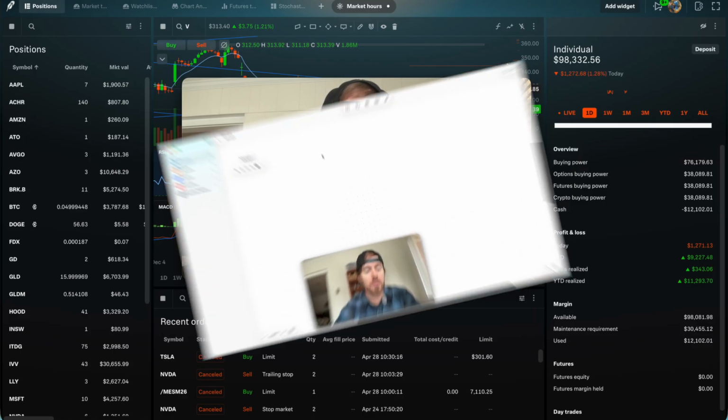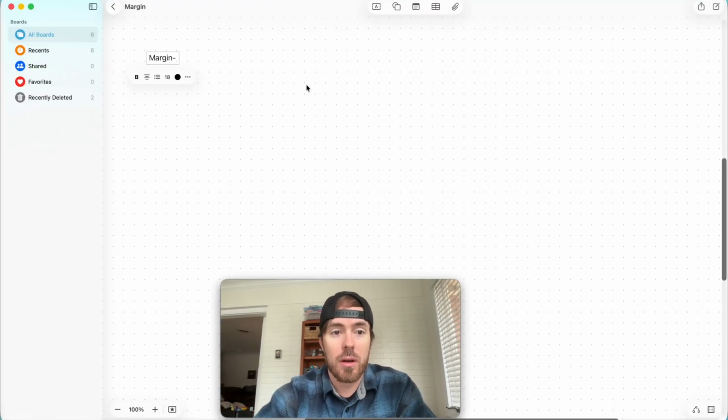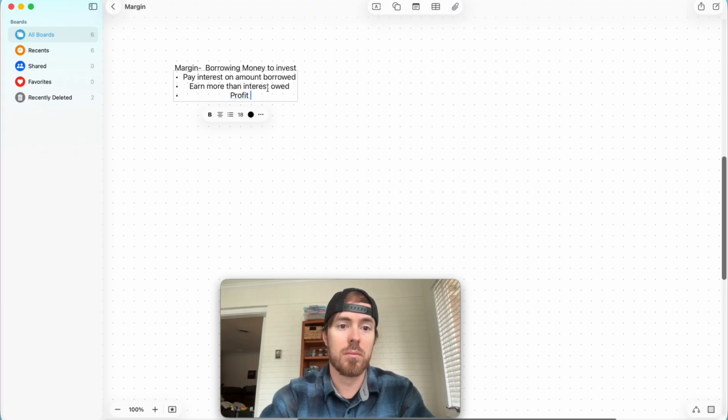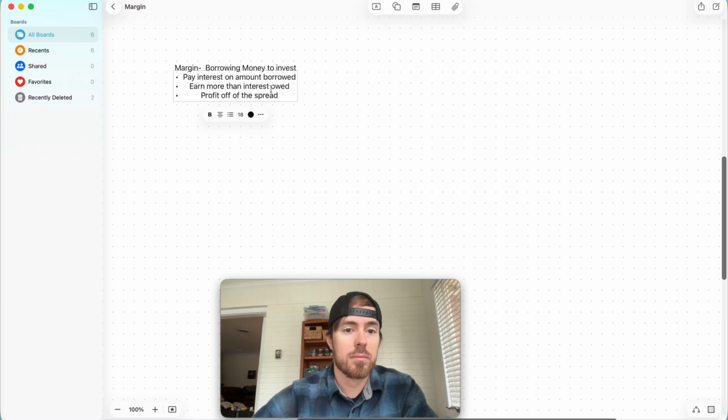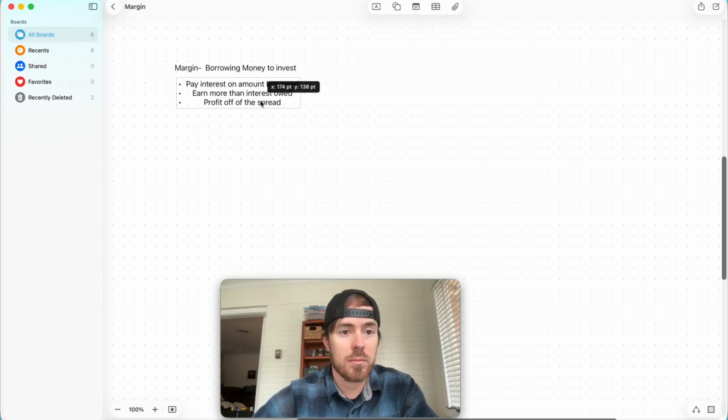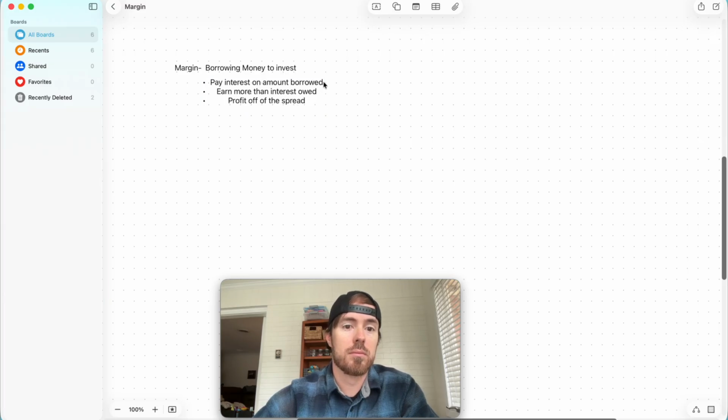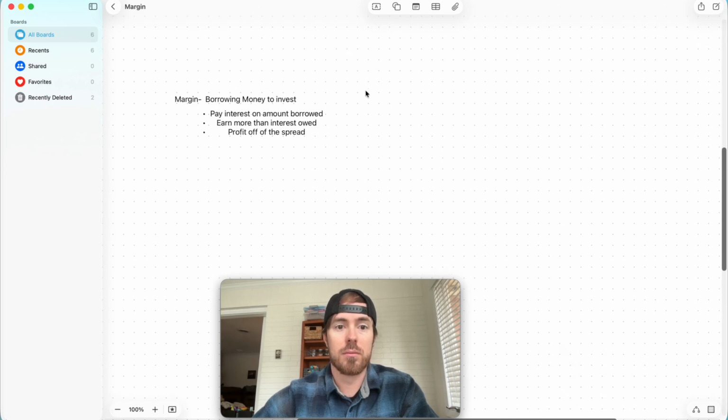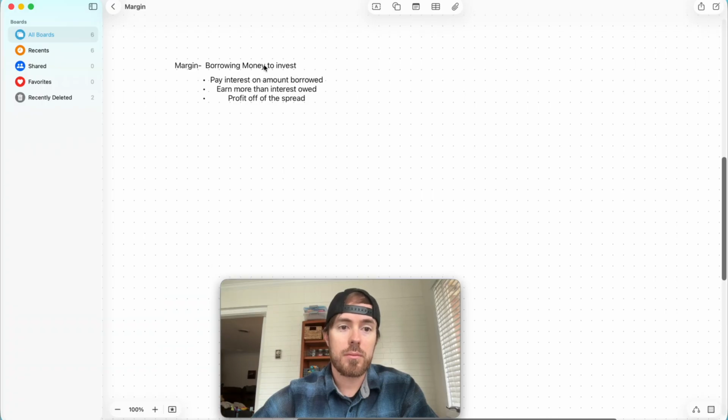Margin investing. All right, so first off, what is margin? Margin is borrowing money to invest, and you are going to pay interest on that margin to borrow it, obviously, like any loan, and hopefully you're going to invest in something that's going to grow more than the percent of interest that you owe, and that's what is called the spread, and you are going to try to make money off of the spread.